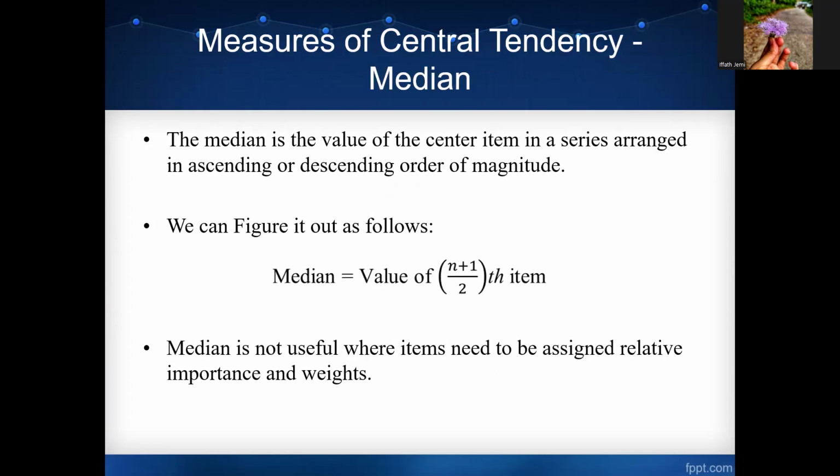Now, median is the value of the center item in a series arranged in ascending or descending order of magnitude. It splits the series in half, with all items in one half having values below the median and all items in the other half having values above the median. We can figure it out as follows. Median equals the value of the (n plus 1) by 2th item. Median is not useful where items need to be assigned relative importance and weights. It's not frequently used in sampling statistics.